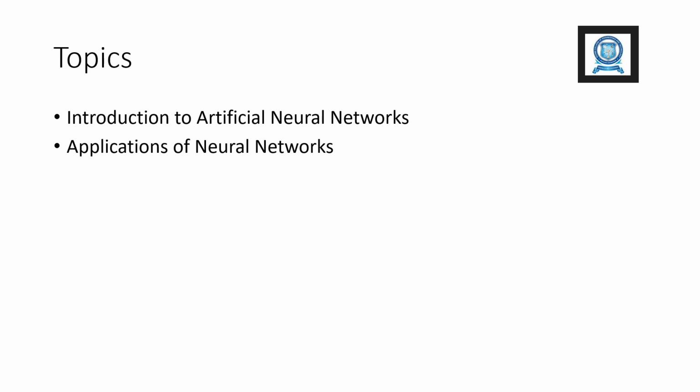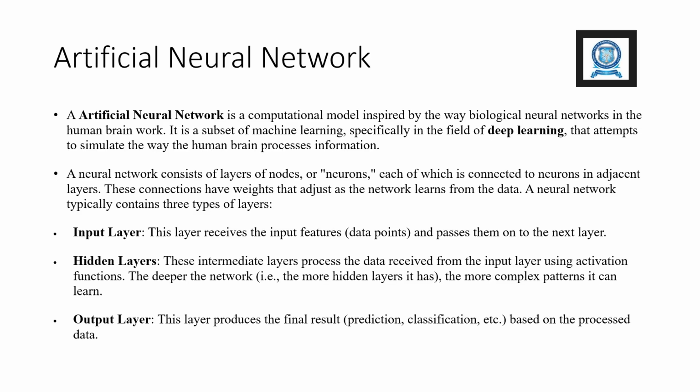The topics covered in this presentation are Introduction to Artificial Neural Networks and Applications of Neural Networks. Artificial Neural Network. An artificial neural network is a computational model inspired by the way biological neural networks in the human brain work. It is a subset of machine learning, specifically in the field of deep learning, that attempts to simulate the way the human brain processes information.